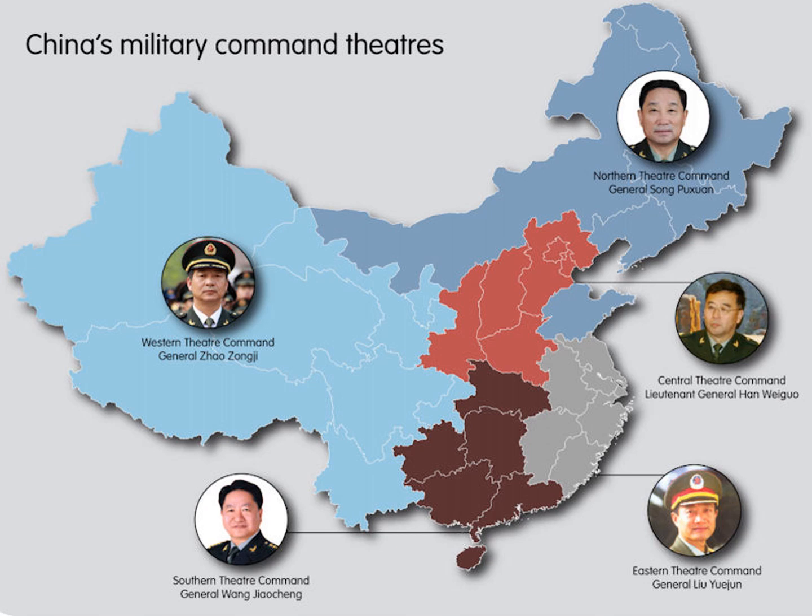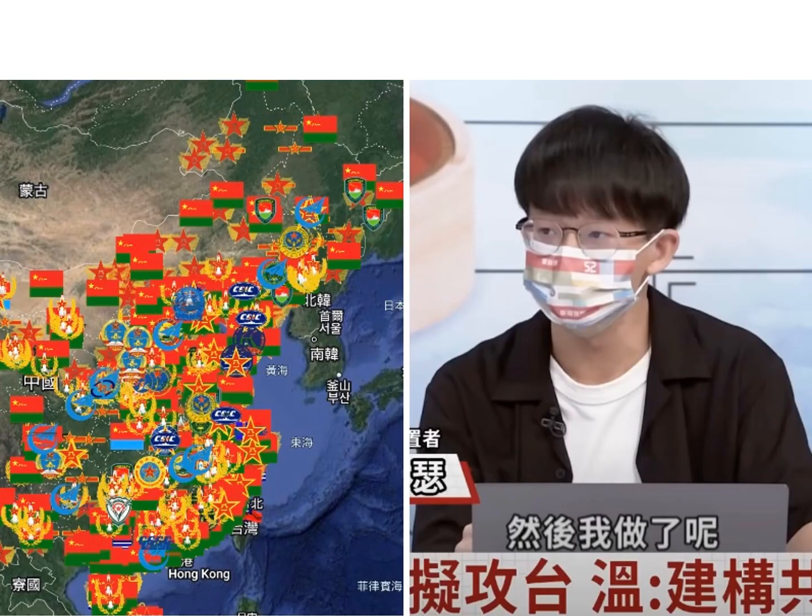And you've got Western Theater Command, which has a lot. It's got Mongolia to focus on, which it shares with Northern Theater Command, the Central Asian states, India, and many of the Southeast Asian countries, as well as administration of Xinjiang and Tibet, which are contentious issues.